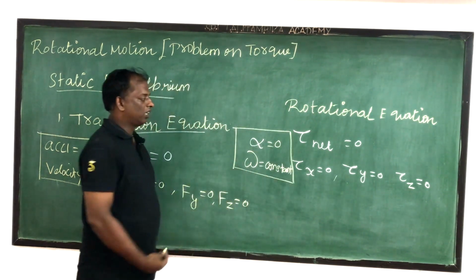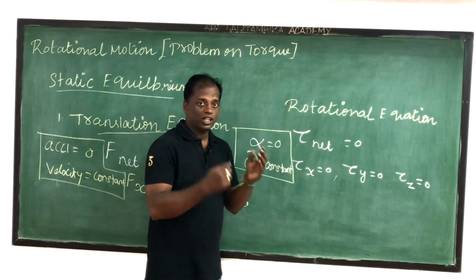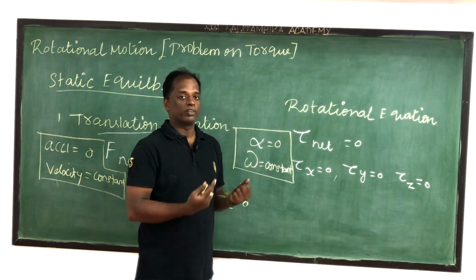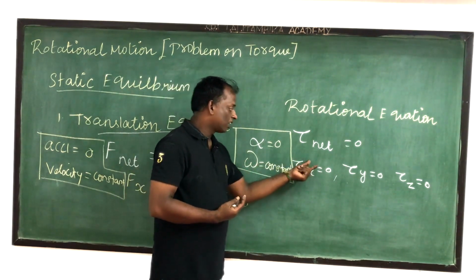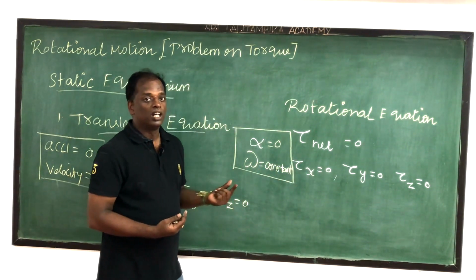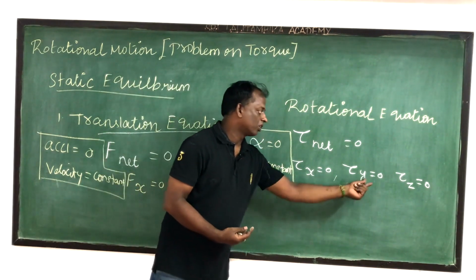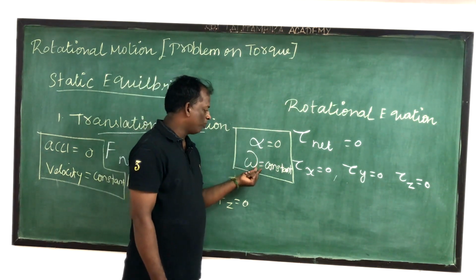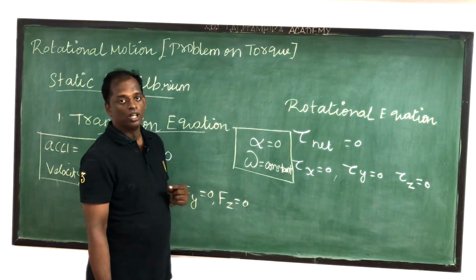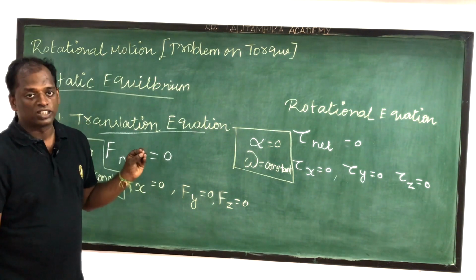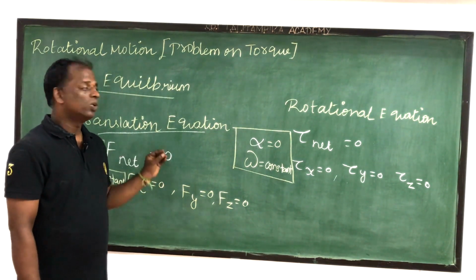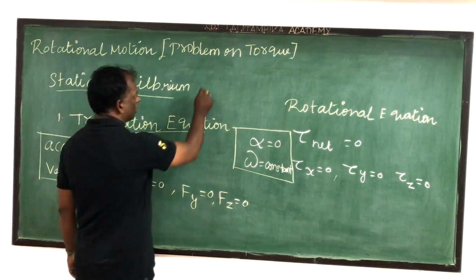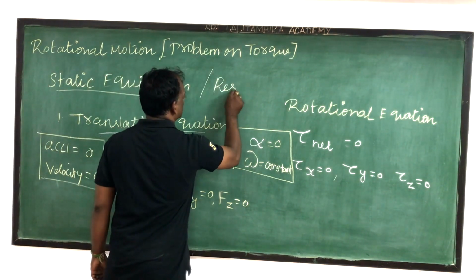So in rotational motion, the net torque, because it is rotating either in a clockwise direction or in an anti-clockwise direction, what is the net torque then? If it is 0, then torque of x, torque of y or torque of z is equal to 0. Then alpha is equal to 0, omega is equal to constant. So when this condition is satisfied, we call it static equilibrium. Another name for this is that the object is at rest.